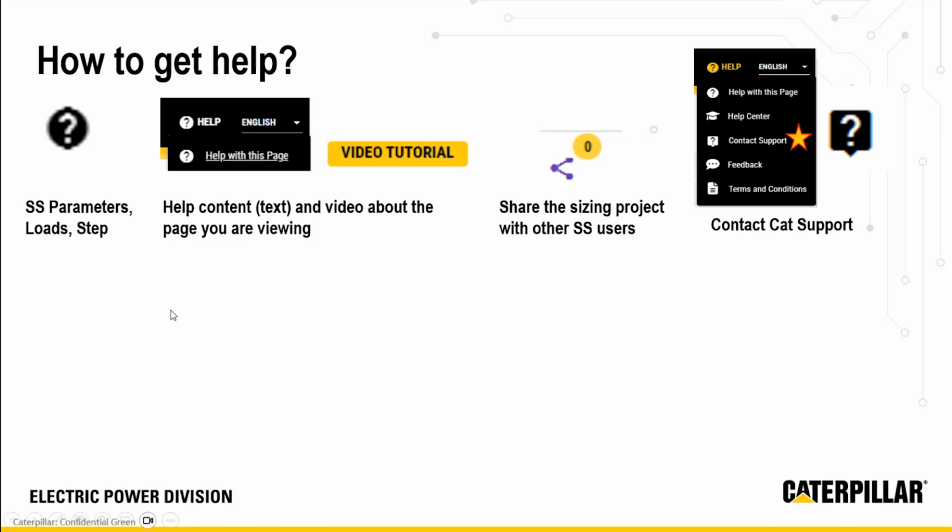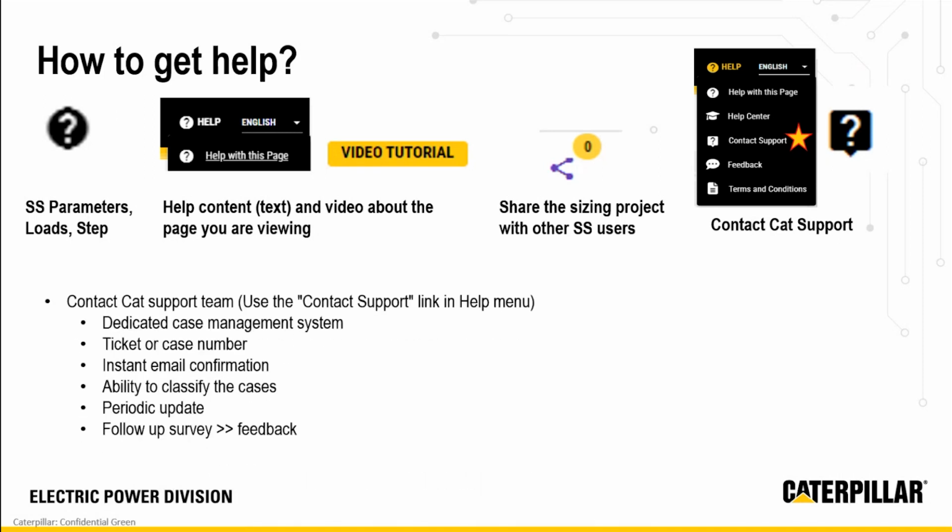So as I mentioned, the question symbol with the circle will help you find out SpecSizer parameters like generator set type, what is stationary and mobile, what is the difference, or genset duty, prime and standby. Those can be accessed by clicking the question symbol just beside that field. That way you have the help information readily available for you.